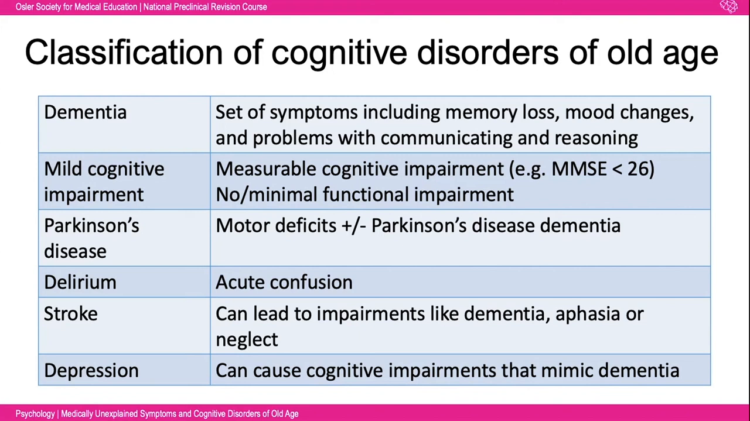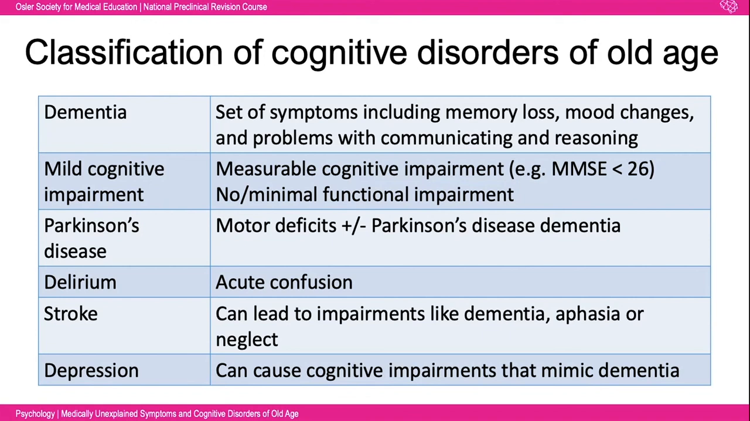Parkinson's disease primarily involves motor deficits, although it's now recognised that a large proportion develop cognitive impairments, which can be described as Parkinson's disease dementia. This is usually mild, although it can be variable. Delirium describes an acute confusion, in contrast to dementia, which is more chronic. It's characterised by distractibility, restlessness, illusions, incoherence, and confusion, with symptoms arising quickly over a matter of hours or a few days.